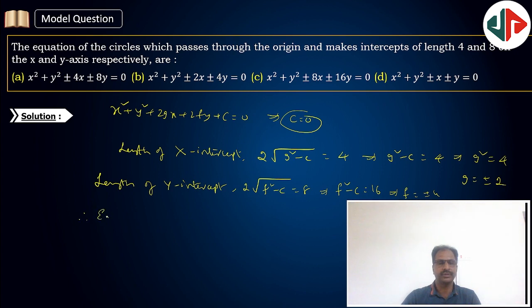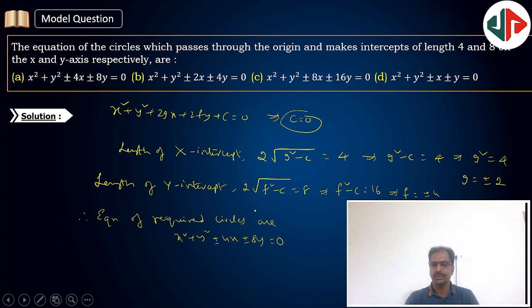Therefore, what is the equation of circle? The equation of required circles are x square plus y square plus 2gx plus 2fy is equal to 0, because already c is 0. Option A is correct.